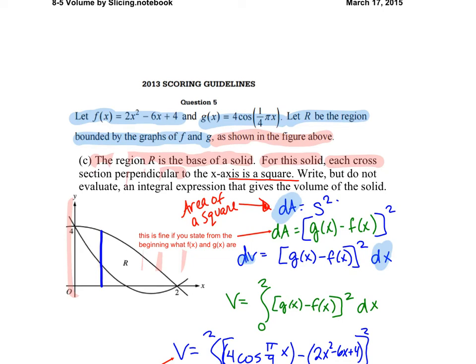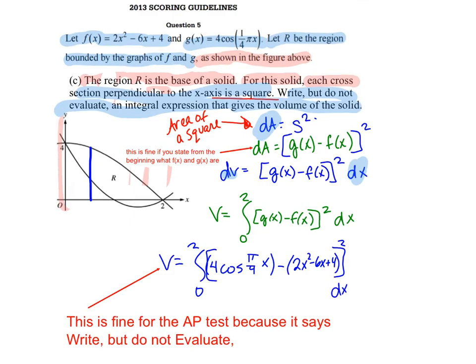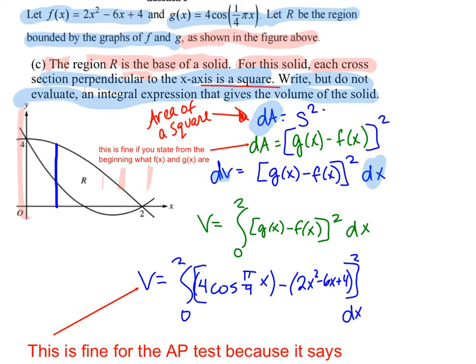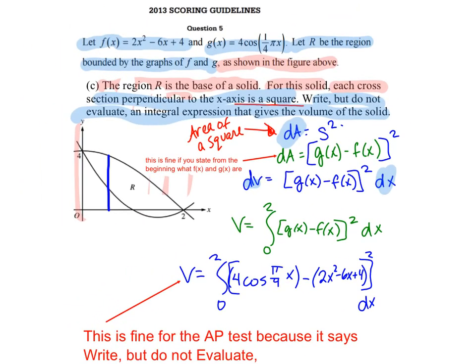Alrighty, let's continue. The square, right? Do not evaluate the integral expression that gives the volume of the solid. Oh, nice! You don't have to, right? That's ideal. So the average square is going to be s squared, and s is going to be this distance right here. So it's going to be whatever this is. So we have to pretty much do the top function minus the bottom function. So the top function seems to be, what is this?